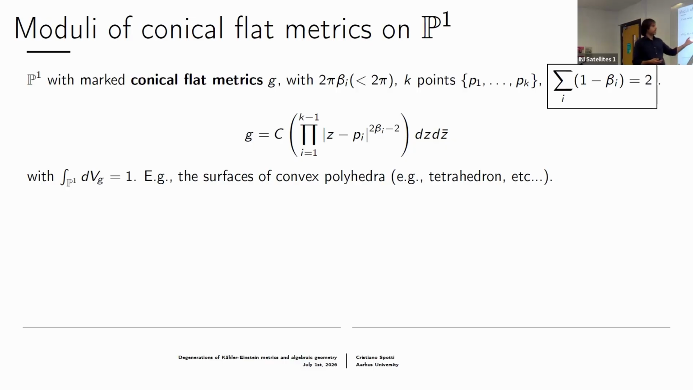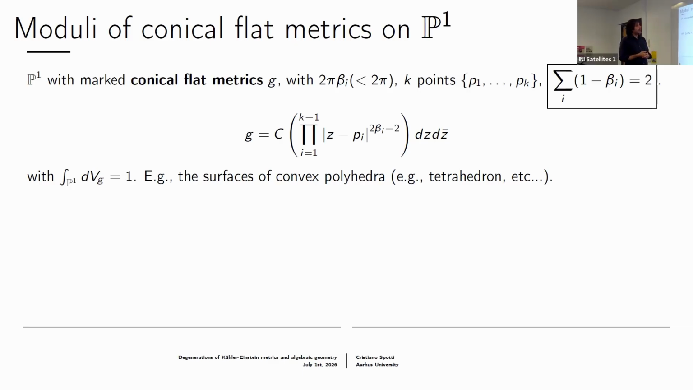An example is to take the surface of a convex polyhedron, like a tetrahedron or something like that. The vertices are the cone points. The edges are not real singularities; you can isometrically unfold, the edges are not really there. So the only singularities are the vertices.